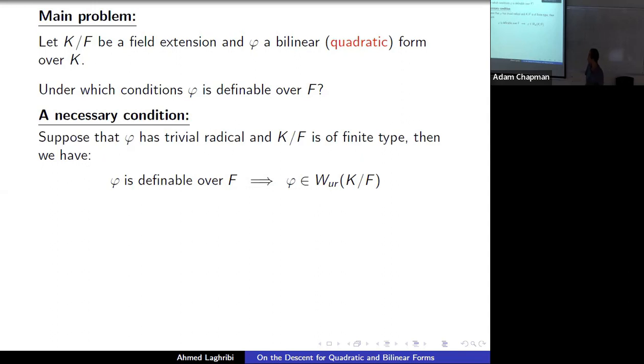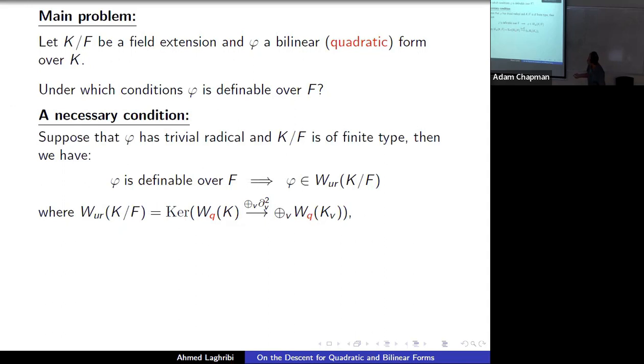What is the unramified Witt group? It is a very important algebraic object. The unramified Witt group of this extension is the kernel of a certain map. If you work with bilinear forms, you take just the Witt group of symmetric regular bilinear forms. If you work with quadratic forms, you take the Witt group of non-singular quadratic forms, with zero radical. And this is the kernel.